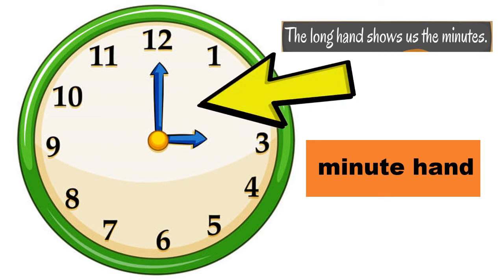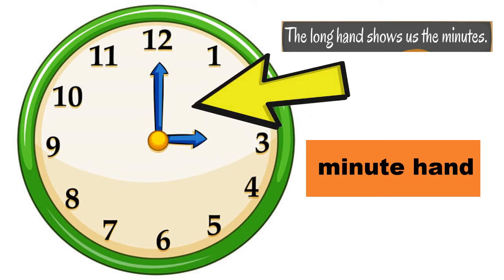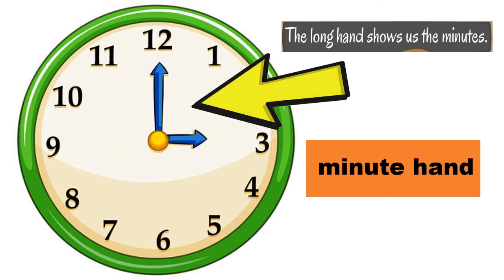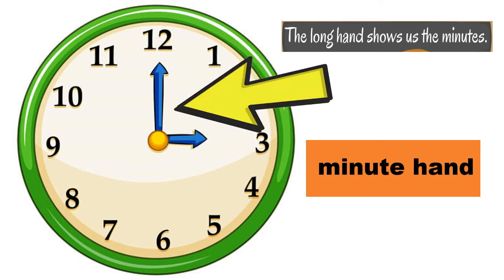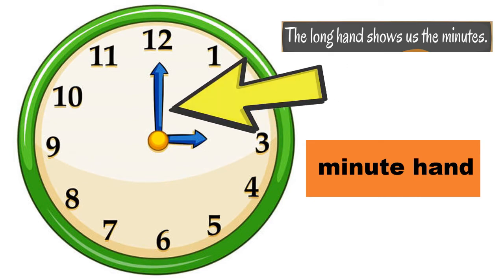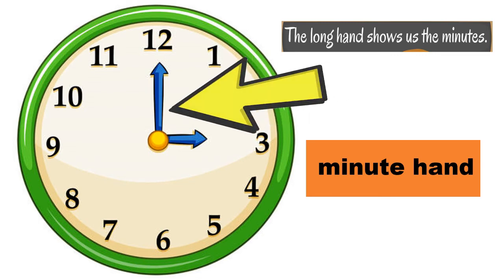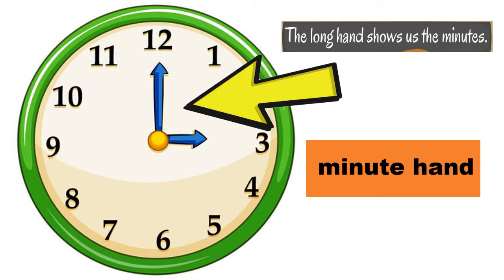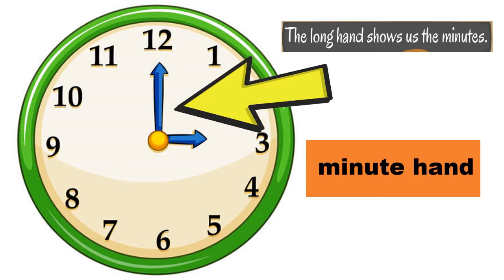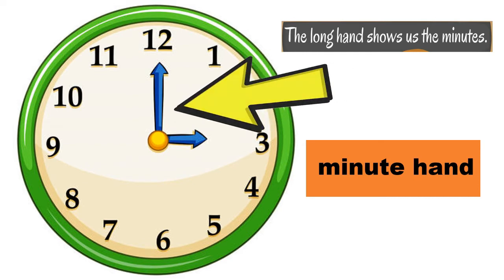Okay? Starting from here, this 12 here, it is 0. When this minute hand moves forward to the next, going to the right, this one here is 1, 1, 2, 3, 4, 5. So it starts here 5, 10, 15, 20, 25, 30, 35, 40, 45, 50, 55, and then goes back to 0 or 60 minutes here.